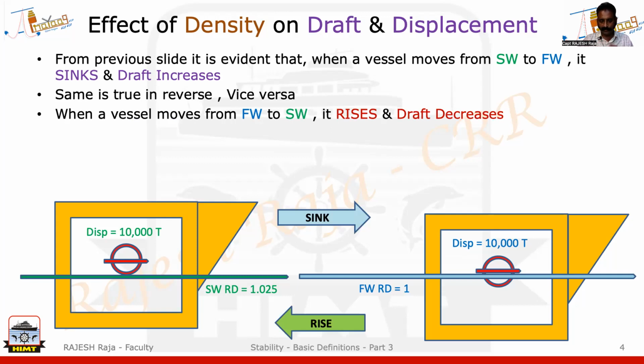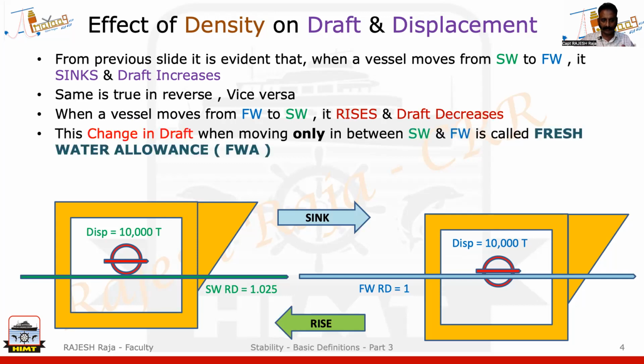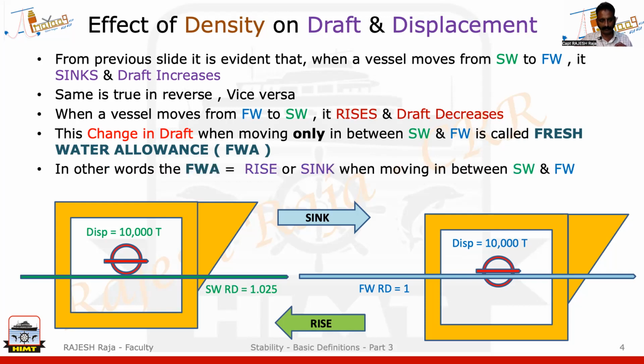Now I've got a very important conclusion here. The conclusion is the change in draft. In both ways, the change in draft is going to be the same if nothing else is changing. So this change in draft, when I'm moving the ship only between saltwater and freshwater, is called freshwater allowance. This is the definition I'm going to use. So let us go more into this freshwater allowance. Freshwater allowance, in other words, can also be described as the rise and sink of the vessel moving between saltwater and freshwater. This rise and sink is also called freshwater allowance.